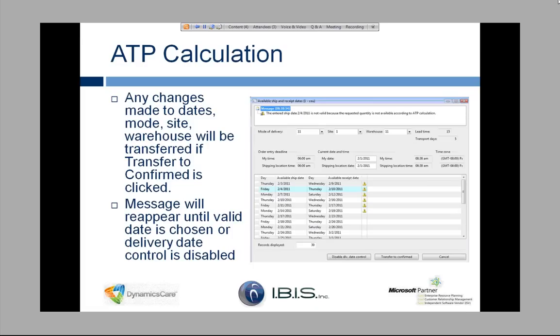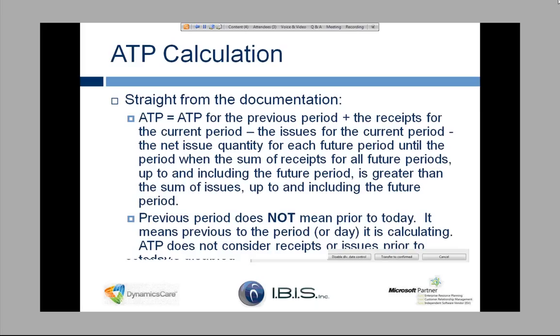Okay, so just for your information, straight from the documentation: ATP equals ATP for the previous period, meaning day, plus the receipts for the current period, minus the issues for the current period, and then minus the net issue quantity for each future period until the period when the sum of receipts for, and so on. You can read that. That's out of the documentation.